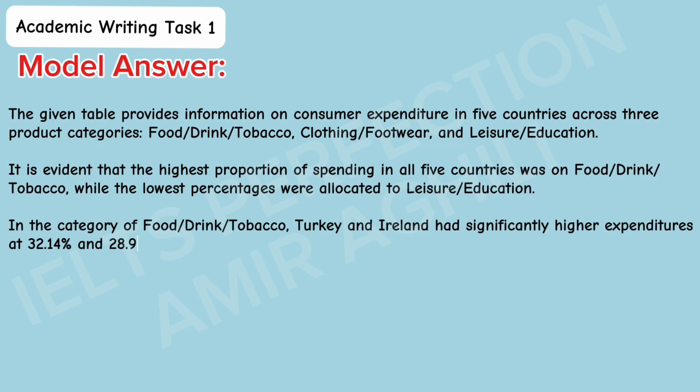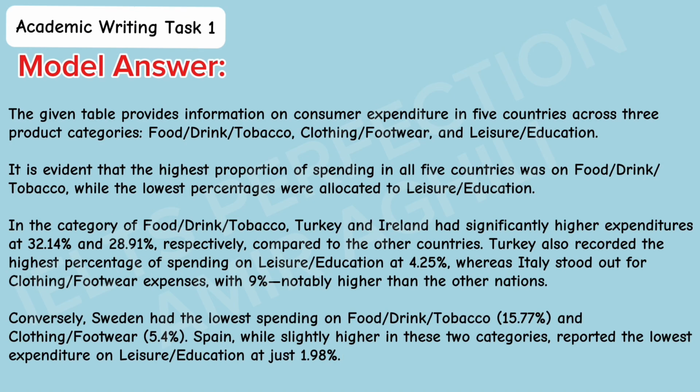The given table provides information on consumer expenditure in 5 countries across 3 product categories: food, drink, tobacco, clothing, footwear, and leisure education. It is evident that the highest proportion of spending in all 5 countries was on food, drink, tobacco, while the lowest percentages were allocated to leisure education.